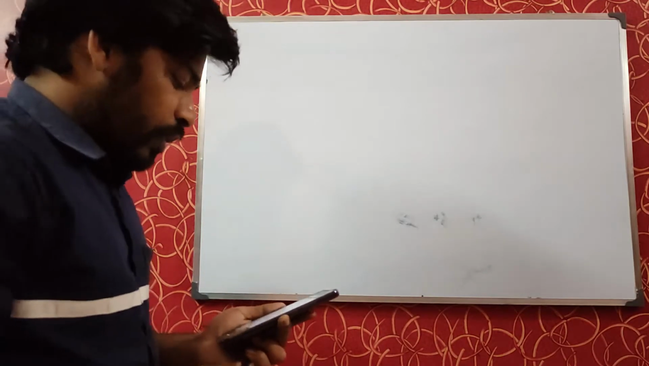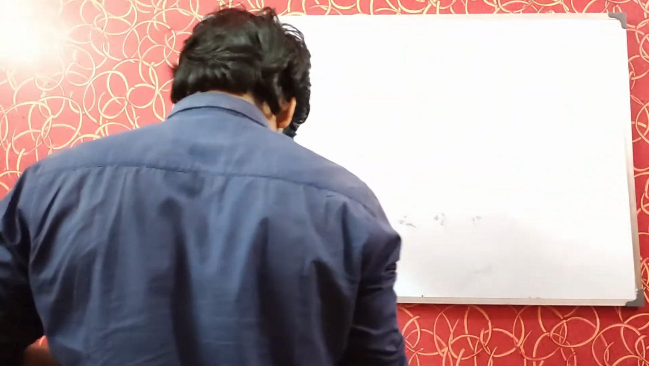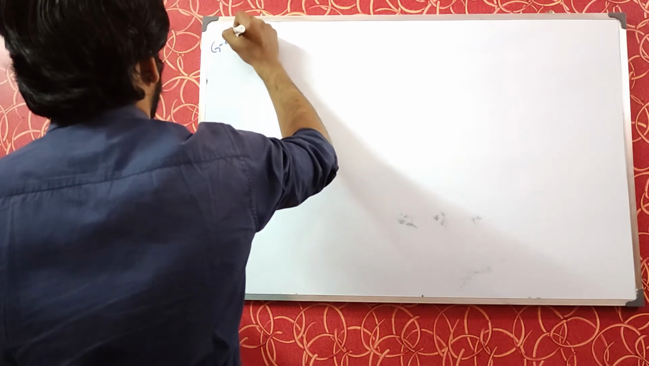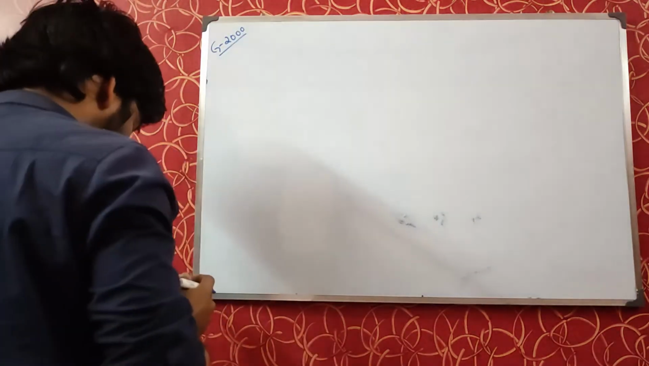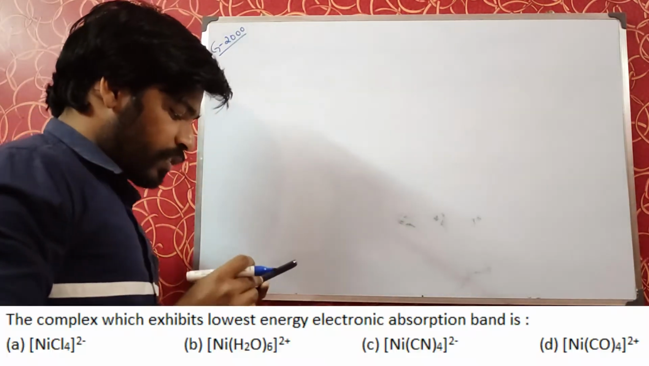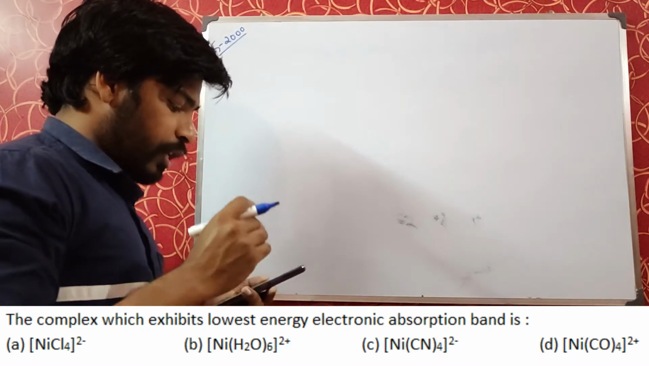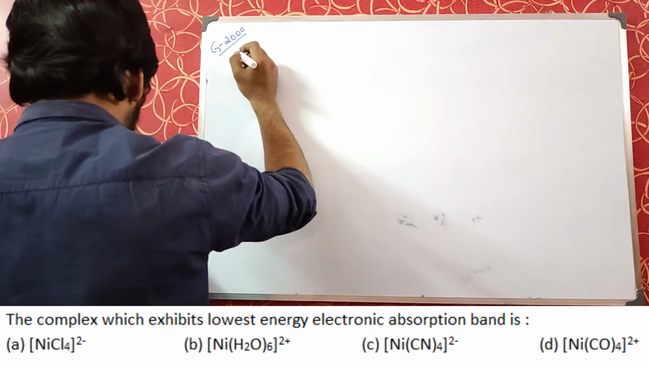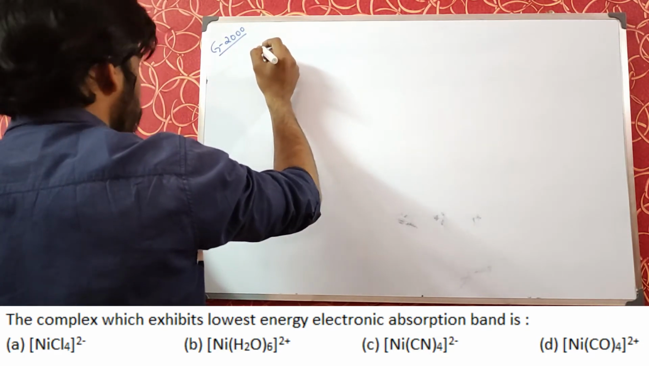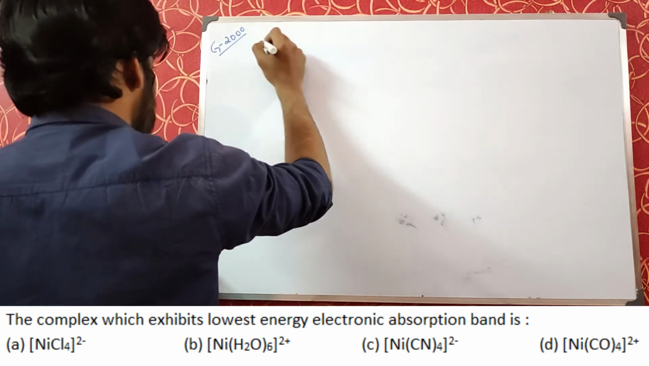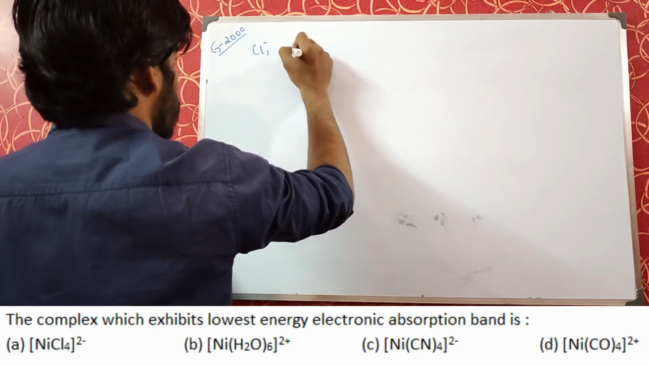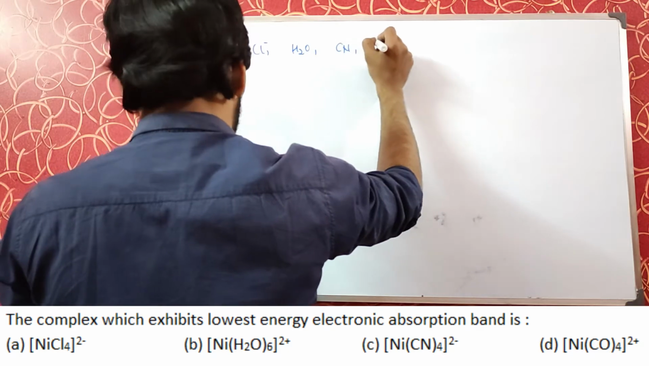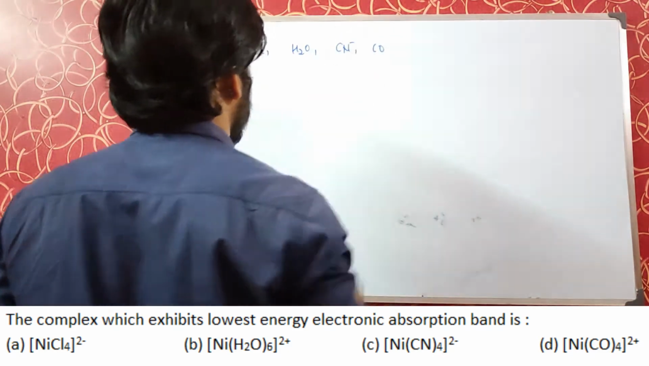Okay, so the first question we have is from GATE 2000, and the question says the complex which exhibits lowest energy electronic absorption band. Now, what are the examples you have? Okay, so I'm just writing the ligands. One has Cl minus, one has water, one has cyanide, another has carbon monoxide.